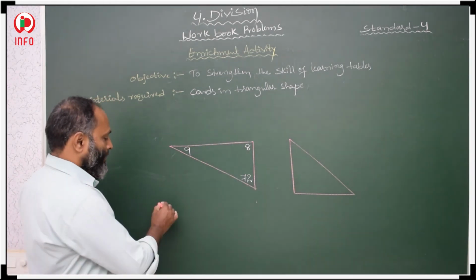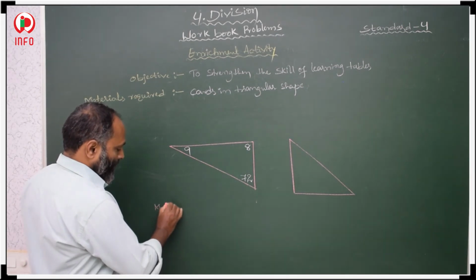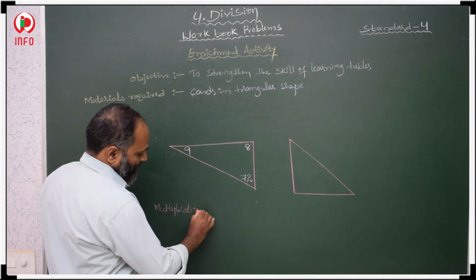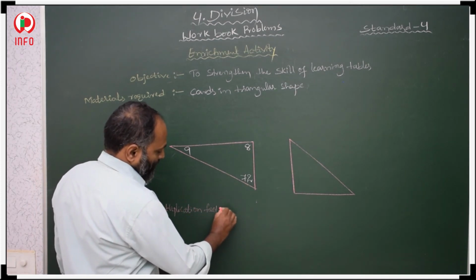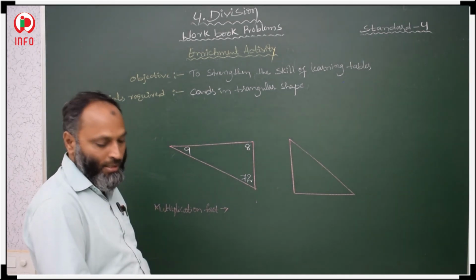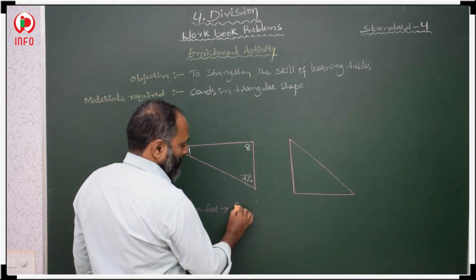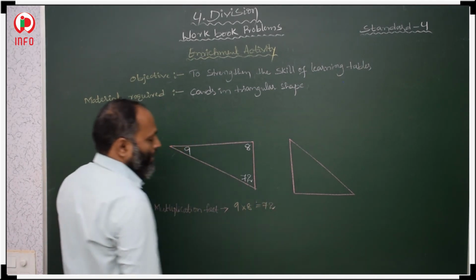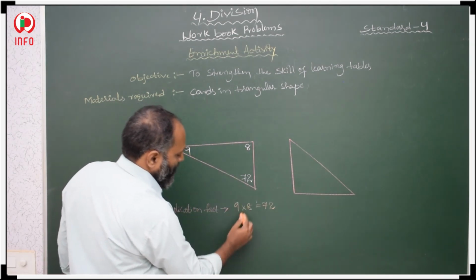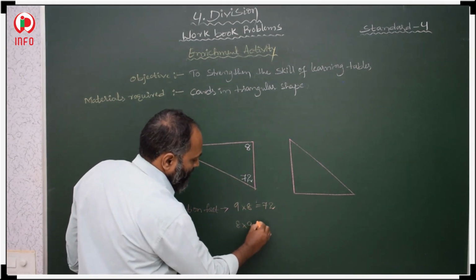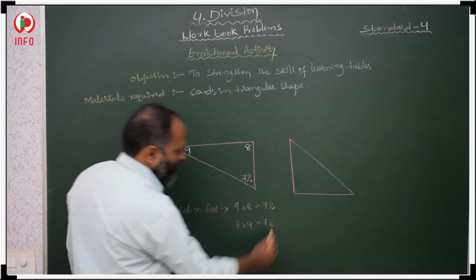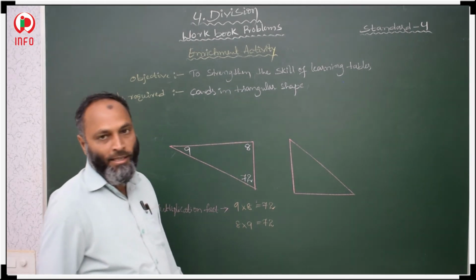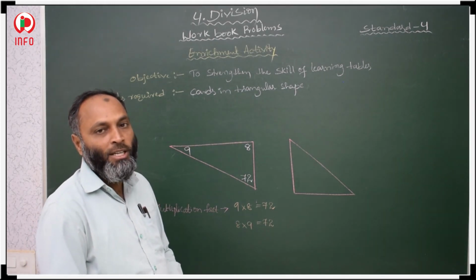Then what is the multiplication fact here? 9 8s are 72, or 8 9s are 72. 9 8s are 72, 8 9s are 72. This is a multiplication fact.